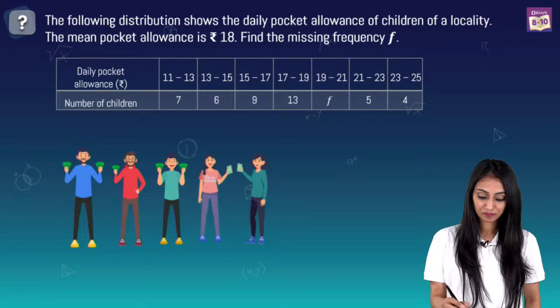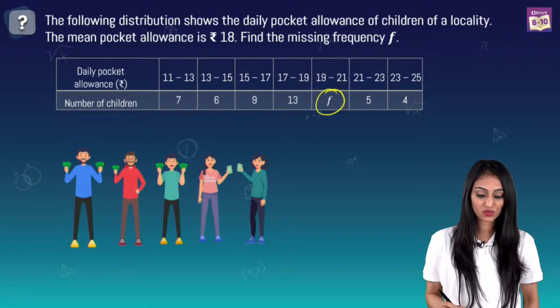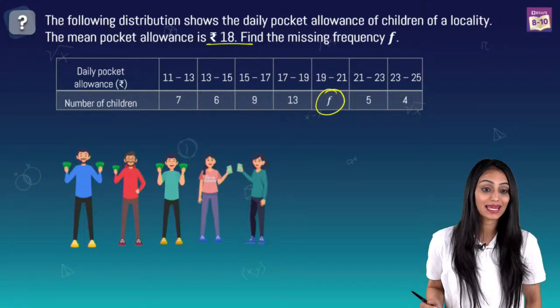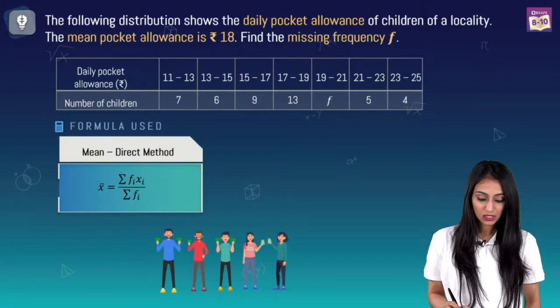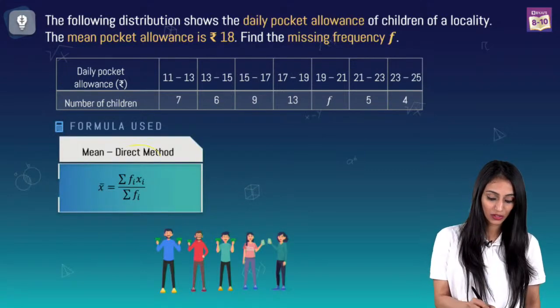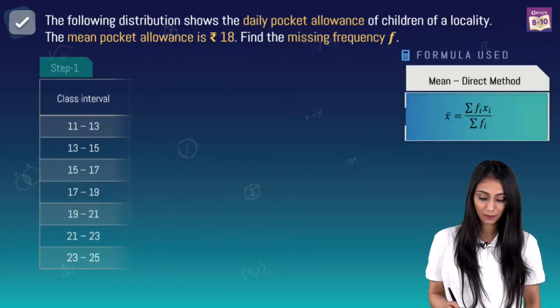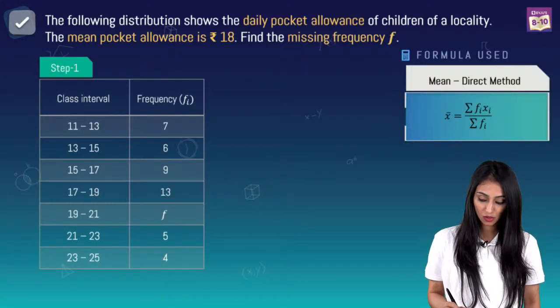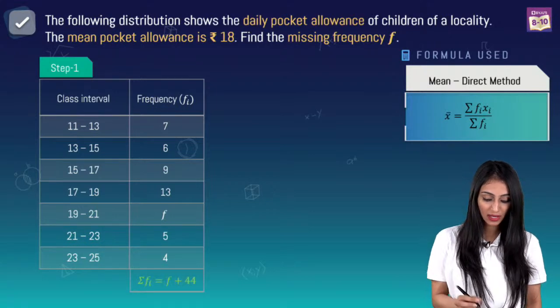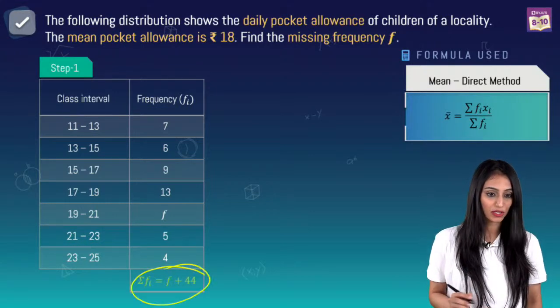So here we have one. This is the missing frequency which we are denoting with f. Mean pocket allowance is 18 over here. So mean is given, and I'm using the direct method, which is x bar equal to summation fi xi upon summation fi. This is the table which is already given. Take the sum of fi. You get f plus 44.